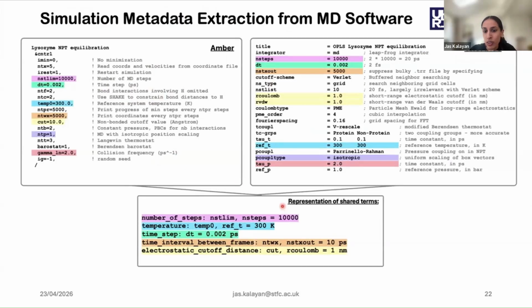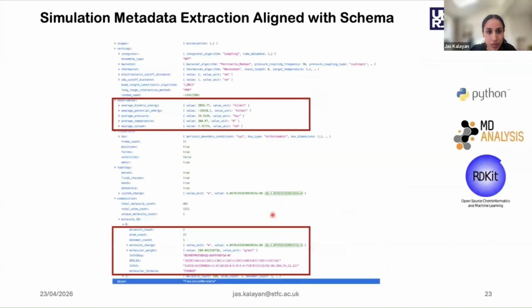What we will do with our extractors is extract this information and then use the schema to define it in the same way, using the same units. So here's an example of some extracted metadata that's aligned against the schema that I mentioned.